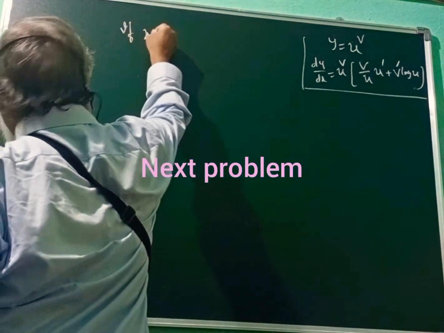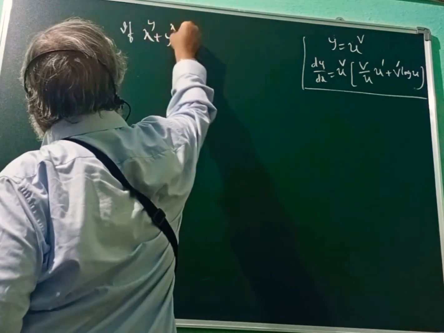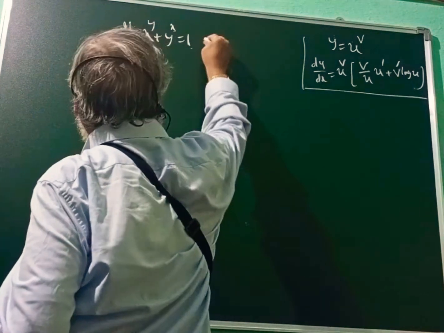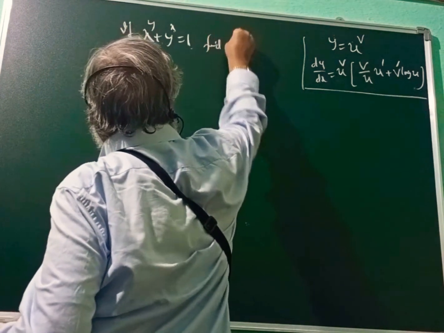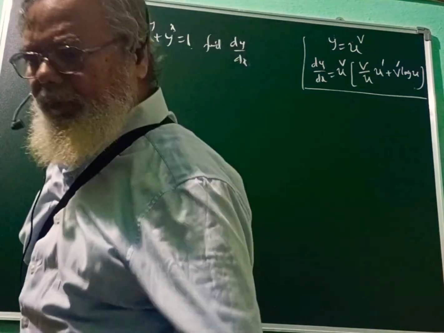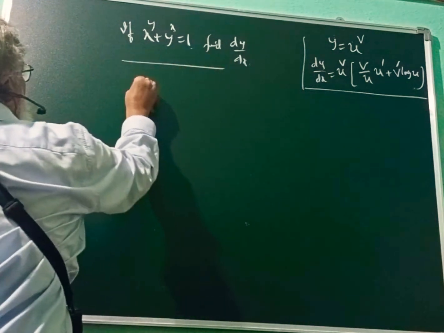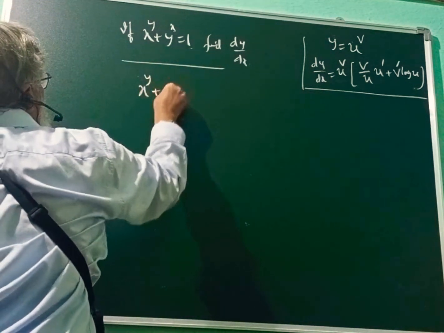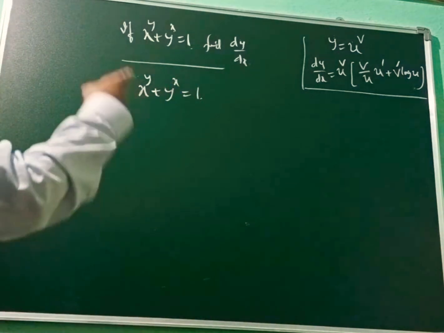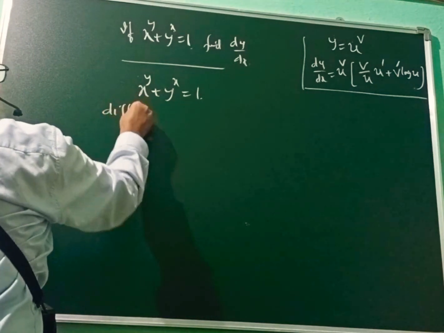If x raised to y plus y raised to x is equal to 1, find dy by dx. Now look here. The given equation is x raised to y plus y raised to x is equal to 1. Again we differentiate by applying the formulas to both the terms. So differentiate with respect to x.